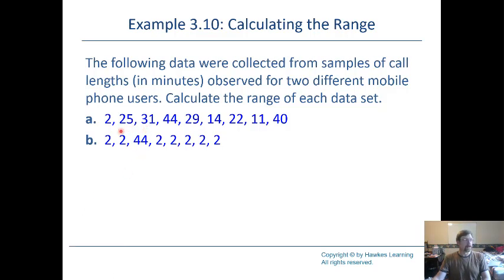There we go. There's our lowest is 2, our highest is 44. The range is going to be 42, 44 minus 2. In this data set, our highest is 44, and our lowest again is 2. So again, we've got 42 for the range.